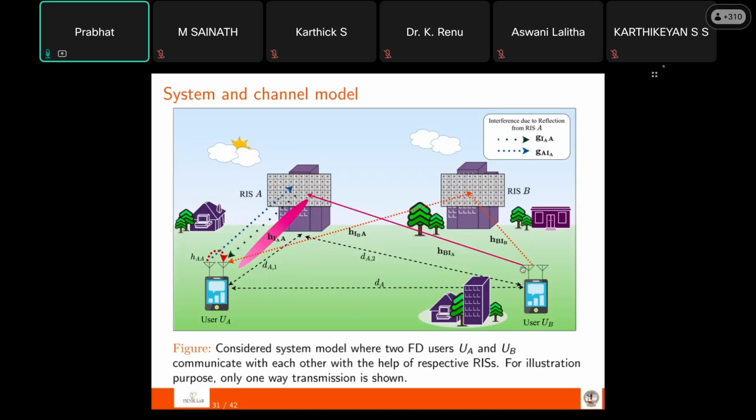I'm repeating this again. User B is transmitting its signal with the help of RIS A, so RIS A is focusing its signal on user A. These users are actually full duplex users. For illustration purposes in this figure, I have considered only one-way transmission and reception, only at user A. Now user A is receiving the signal from user B through this RIS. It is also receiving some signal, maybe highly faded, which is a direct signal.